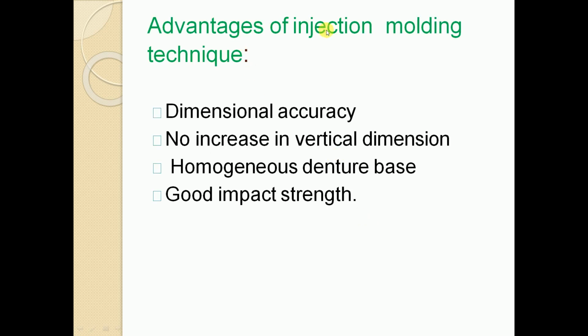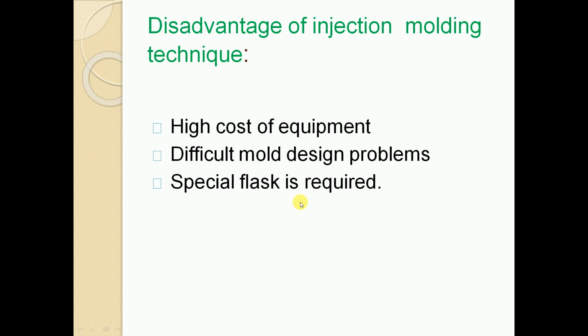Coming on to the advantages of injection molding technique. It has dimensional accuracy, no increase in vertical dimension, homogeneous denture base, good impact strength. Disadvantages: high cost of equipment, difficult mold design problem, special flask is required.